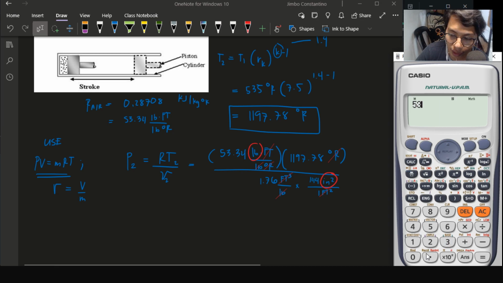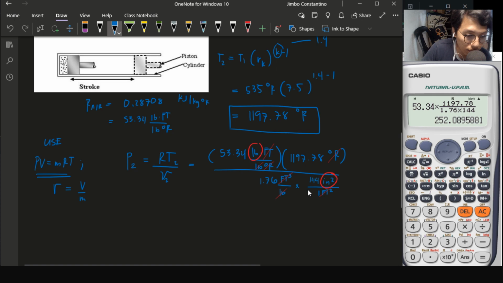Calculate natin. 53.34 times 1197.78. Okay. Divide by 1.76 times 144. The answer will be P2. P2 is 252.09 PSI.